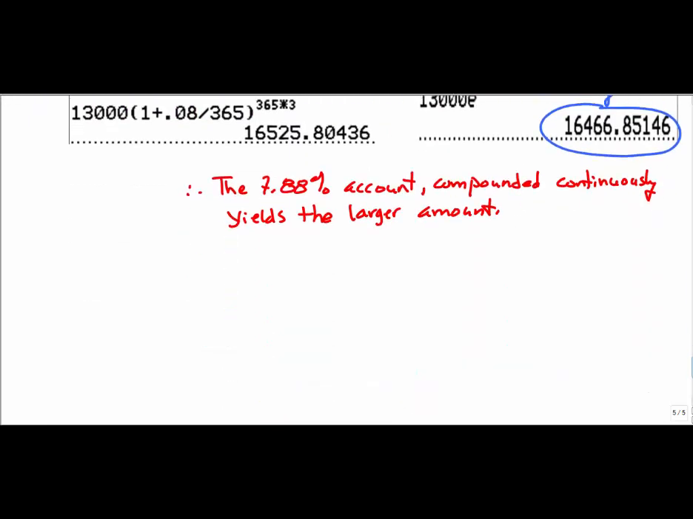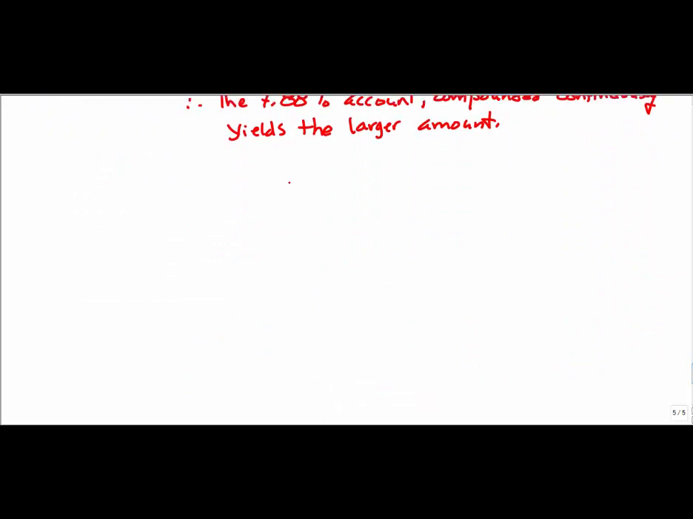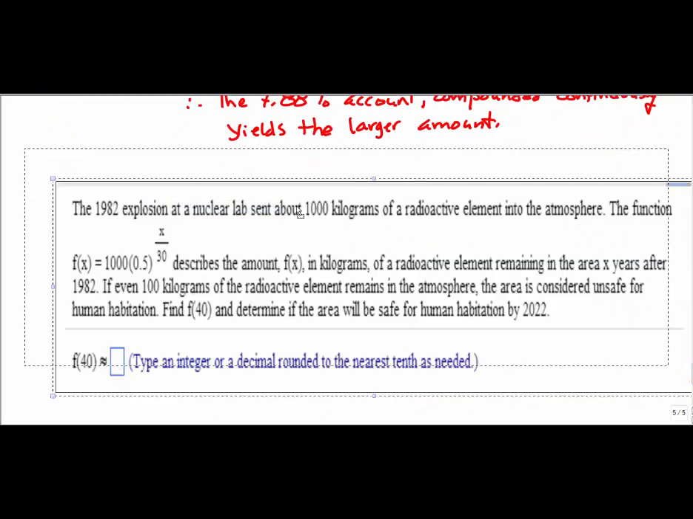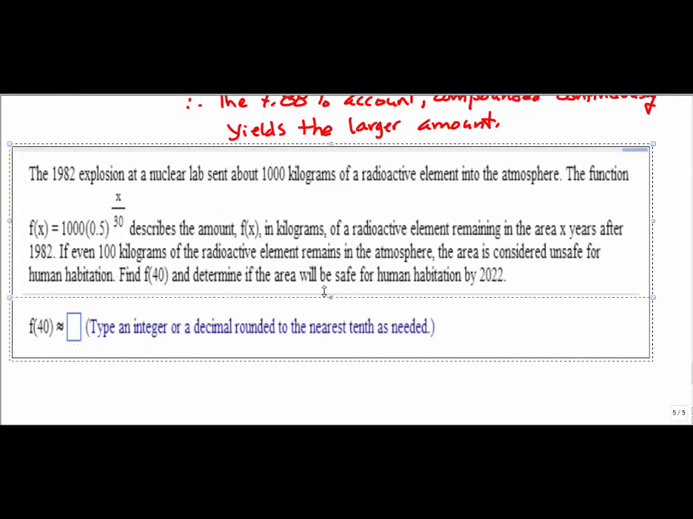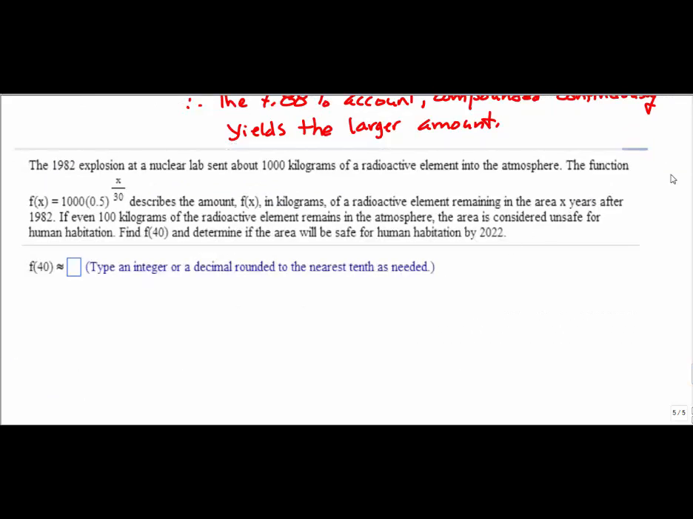There's one other problem I want to look at, and we won't actually do the whole problem, but I want to show you a quick pitfall that you have to watch out for when you're plugging in values into your calculator. So in this one it says the 1982 explosion at a nuclear lab sent about 1,000 kilograms of a radioactive element into the atmosphere.